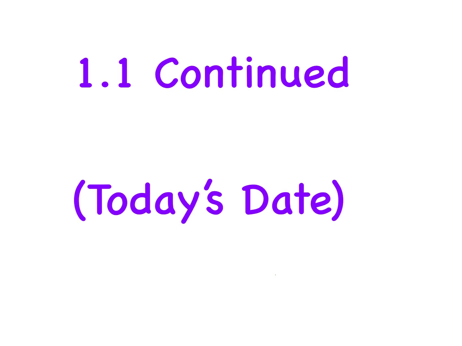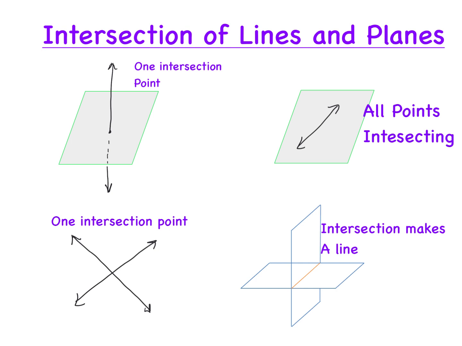So 1.1 continued, and you write today's date. We've already done that. So today we're talking about intersections of lines and planes. Can anybody tell me what it means for something to intersect?